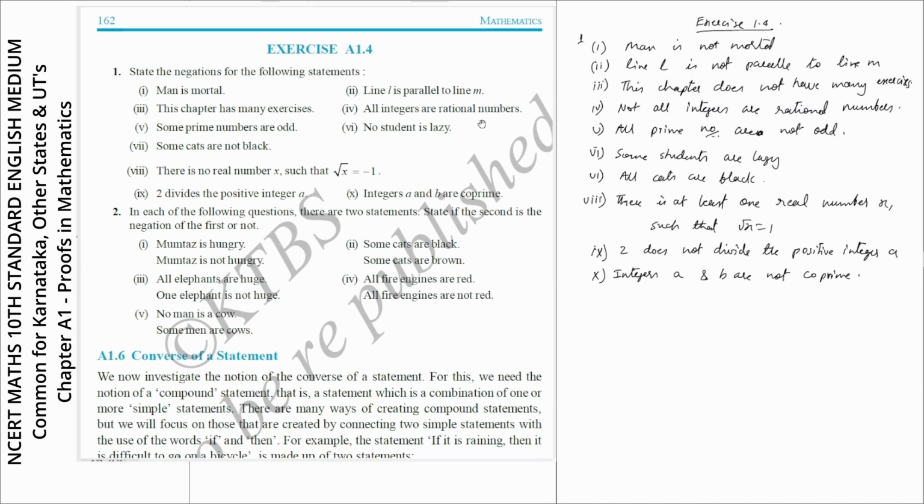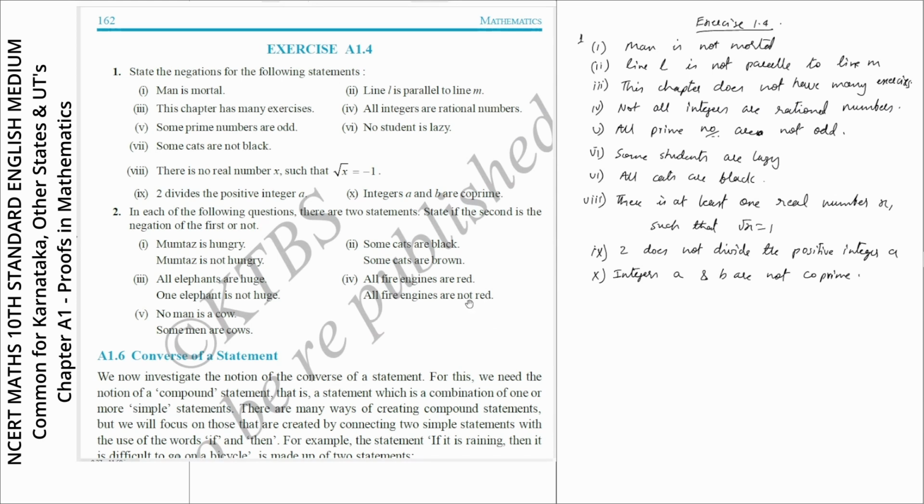So to make this statement negative, there should be at least one integer which is not a rational number. Therefore, in the answer I will put: not all integers are rational numbers. Not all integers are rational numbers means there is at least one integer which is not a rational number, but this is a false statement. There is no integer which is not a rational number. Therefore this is a false statement and the given statement is a true statement.